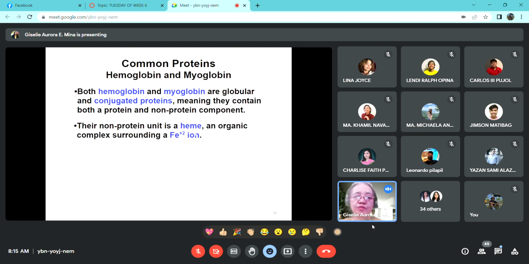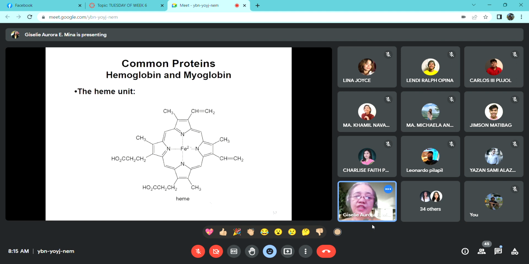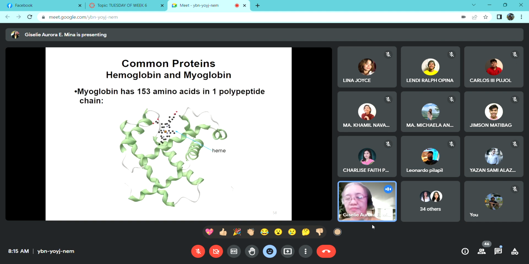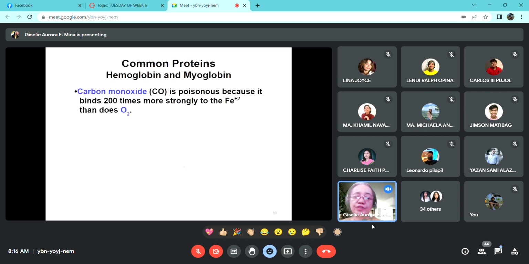Their non-protein unit is a heme, an organic complex surrounding iron. The ferrous ion binds the oxygen gas in the bloodstream. Then the hemoglobin protein transports the oxygen to wherever it is needed in the body, or if needed, the myoglobin stores oxygen in tissues. So this is the heme unit, wherein you have the heme, the protein molecule, and the iron at the center. Myoglobin has 153 amino acids in one polypeptide chain, and the heme with iron at the center. And this is hemoglobin. There are 4 polypeptide chains, each carrying a heme unit.